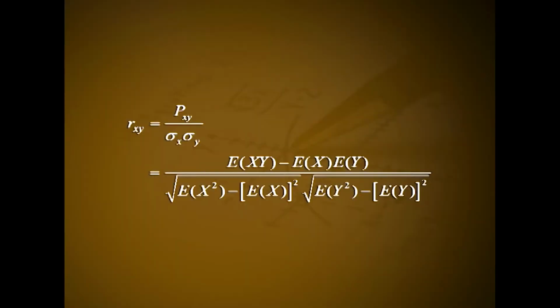Note: for two random variables x and y, the coefficient of correlation is expressed in terms of expectation as Rxy equal to Pxy divided by sigma x into sigma y, that is equal to expectation of xy minus expectation of x into expectation of y divided by square root of expectation of x square minus expectation of x the whole square into square root of expectation of y square minus expectation of y the whole square.